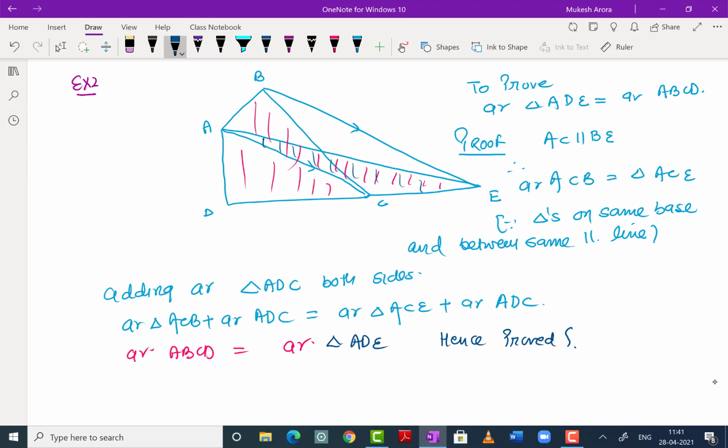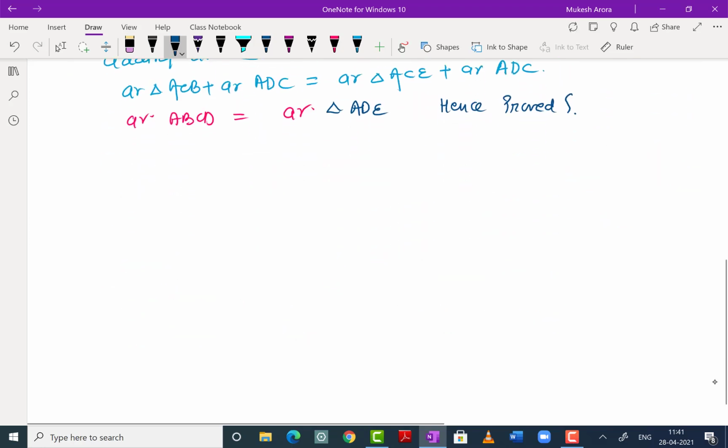Hence, now based upon these two sums, we will solve now a few sums of exercise 9.3.